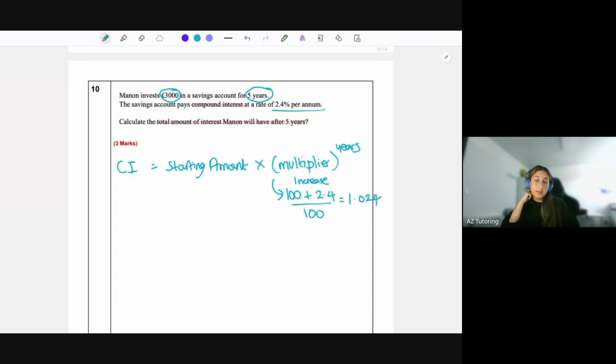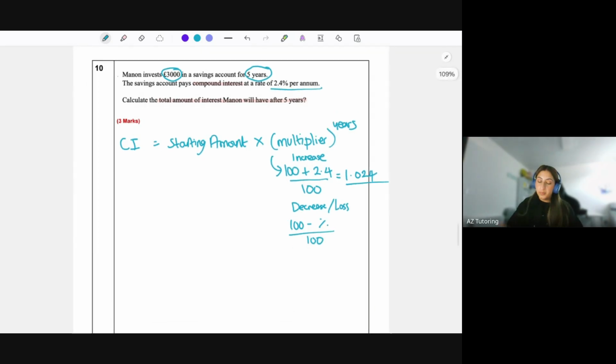In this case, it hasn't specified that the compound interest is a loss or a decrease. So we assume it's an increase. If it is a decrease or a percentage loss, we do 100 minus your percentage divided by 100. That's how you find the multiplier. So we've got the multiplier, which is 1.024.